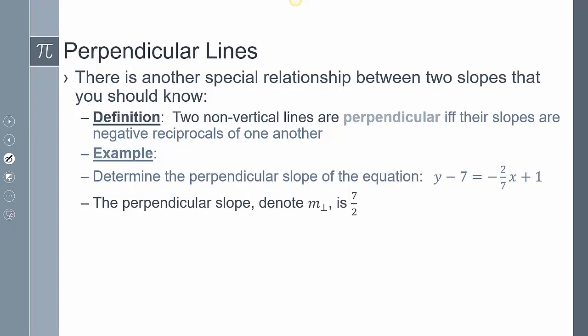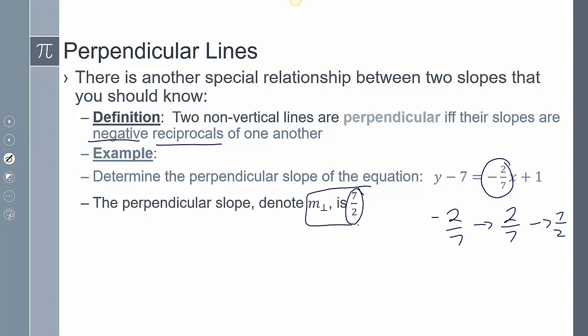Now, when we have perpendicular lines, the definition is that two non-vertical lines are perpendicular if and only if their slopes are negative reciprocals of one another. So, if my slope is negative 2/7, using this phrase negative reciprocal, if it starts at negative 2/7, apply a negative, so it becomes positive 2/7. Reciprocal means I flip it, and so that's how I get 7 over 2. And so we can denote this perpendicular slope as 7 over 2.